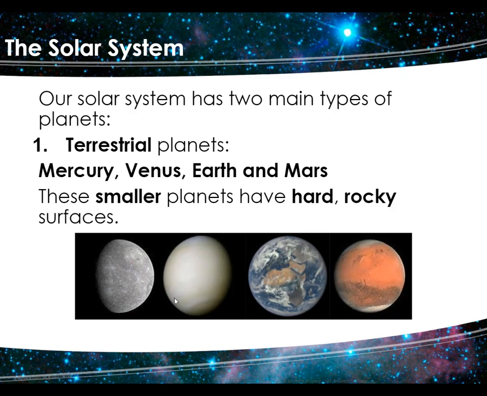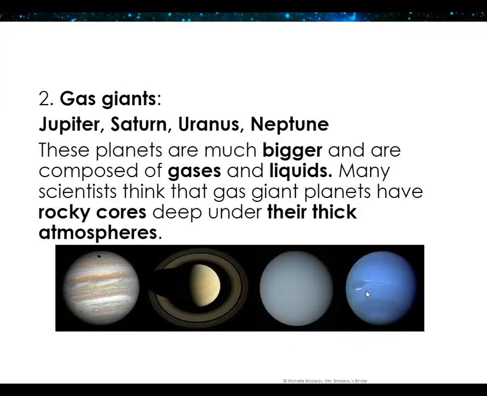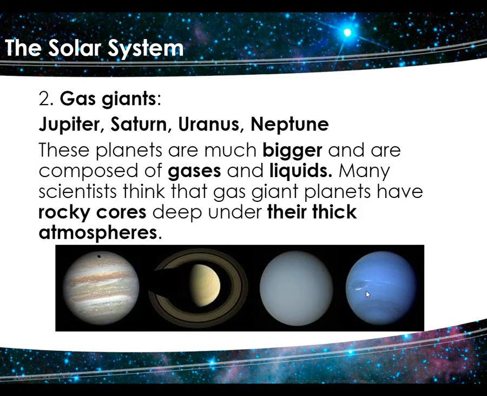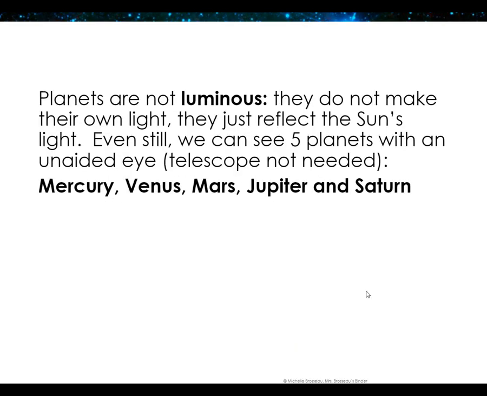Our solar system has 2 main types of planets. The first are the inner planets, or the terrestrial planets, and those include Mercury, Venus, Earth, and Mars. And these are the smaller planets, and they have a hard, rocky surface. So you often hear these called the rocky planets. The next type of planet is the gas giants: Jupiter, Saturn, Uranus, and Neptune. These planets are much bigger and are composed of gases and liquids. Many scientists think that gas giant planets may have rocky cores deep underneath their very thick atmospheres.